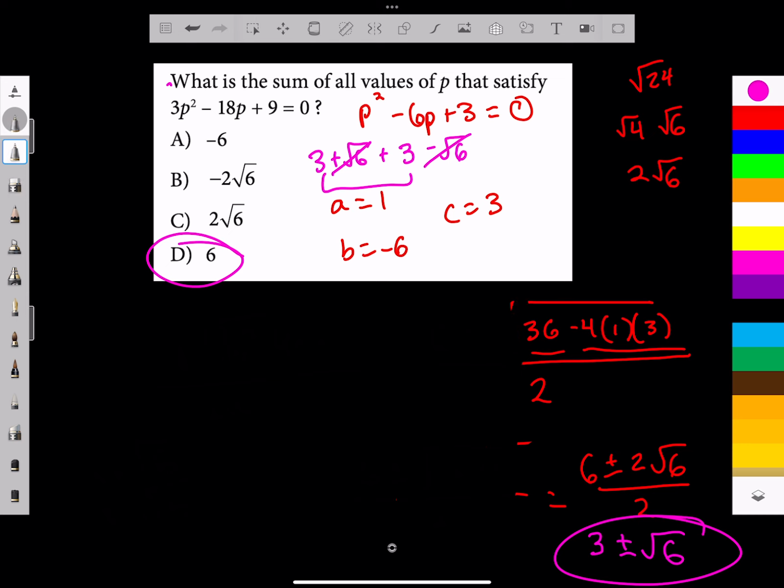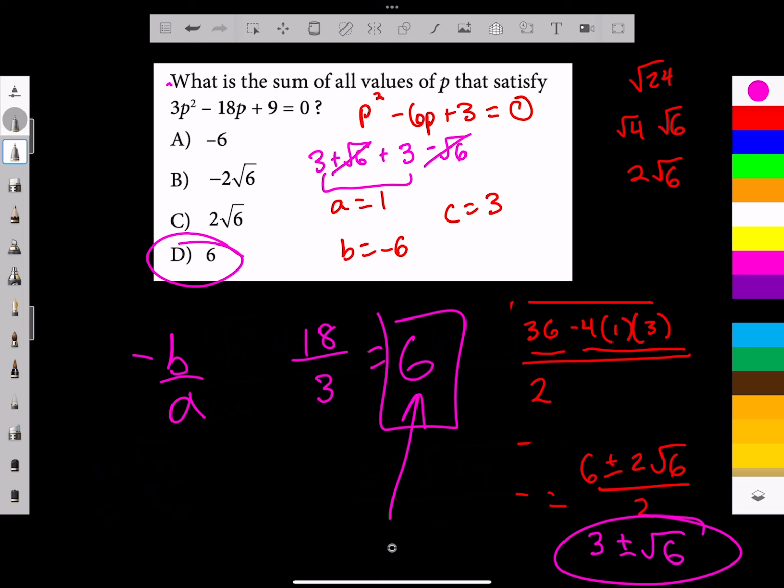So the shortcut here, the sum of the solutions is always just negative B over A for a quadratic. So negative negative 18, so positive 18 over A, which is 3, and you get 6. So negative B over A is your sum of solutions. So it would specifically need to ask this question.